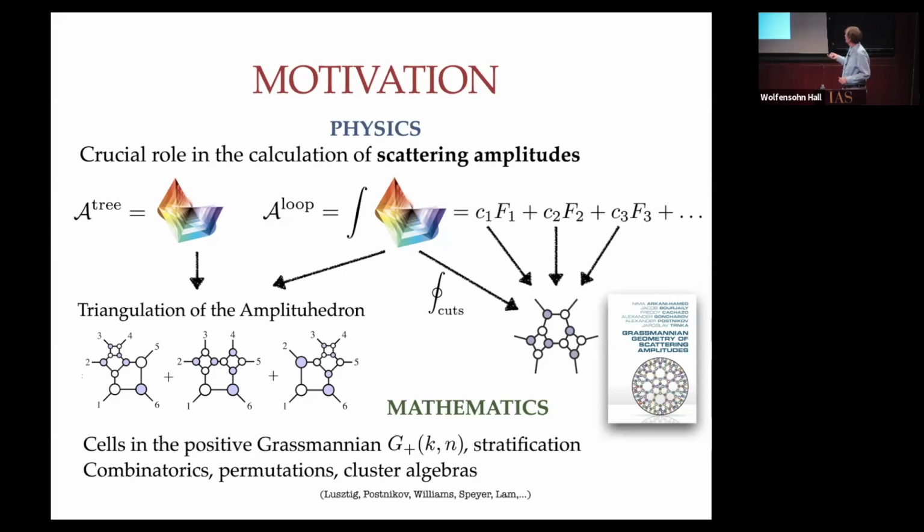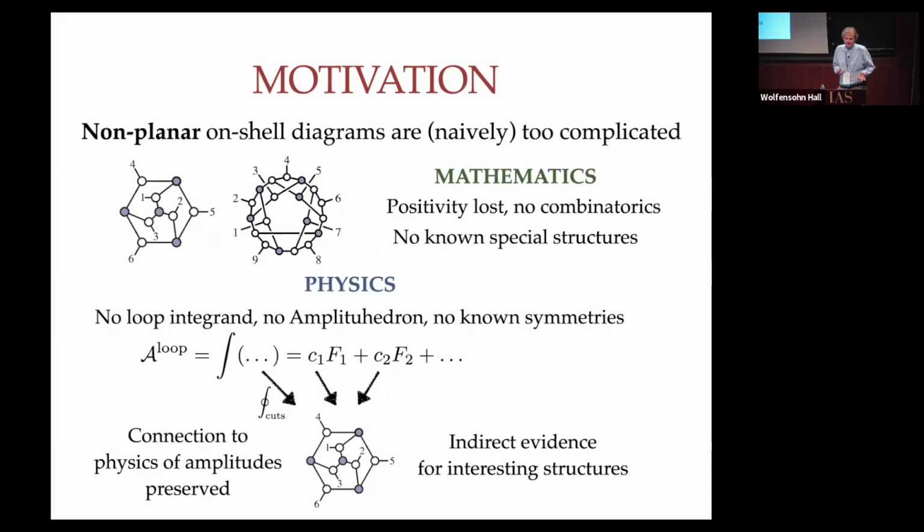This is from the physics point of view where they appear. From the mathematical point of view, they appear as being connected to cells in the positive Grassmannian and have interesting combinatorial and cluster algebra structures. I will review a little bit of that later. Now, our motivation is to study graphs which are not planar, so objects like this.